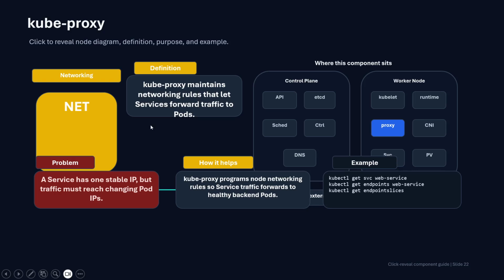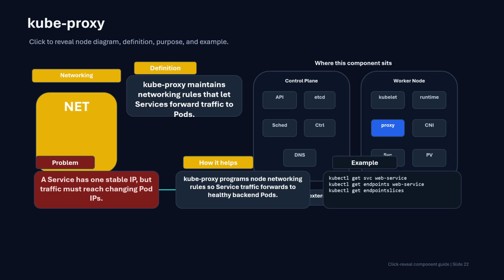Next one is called Kube-proxy. What is this Kube-proxy? Again, Kube-proxy is a worker node component. It is not a control plane component. Kube-proxy maintains networking rules that let a service forward traffic to the pods. I already told you, a pod does not have any static IP. It is maintained by whom? Service. Service is the front door for the pod.